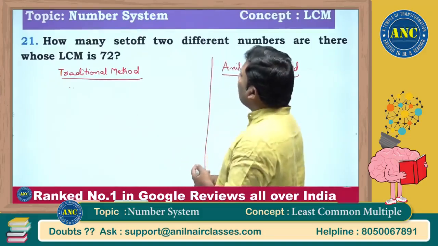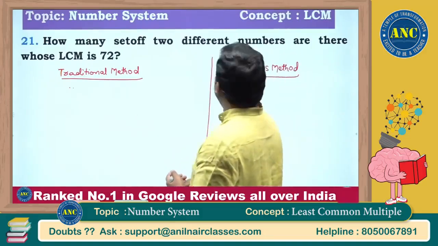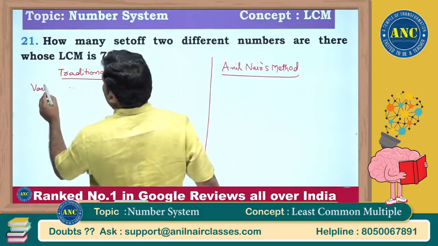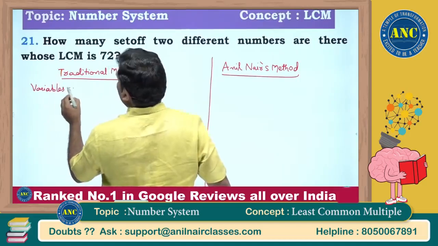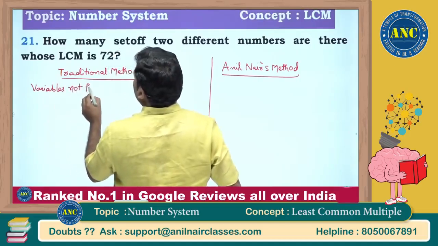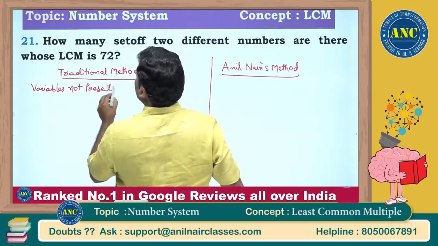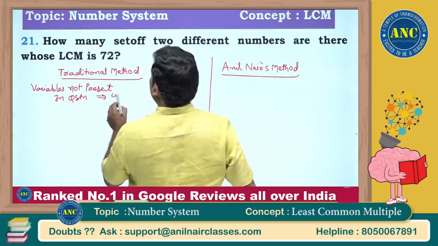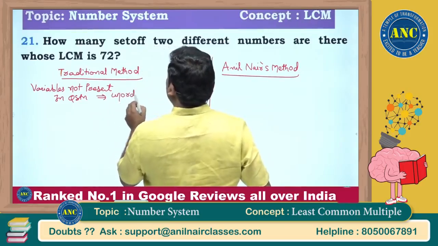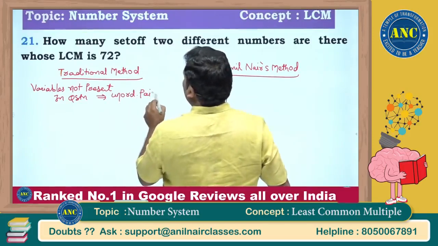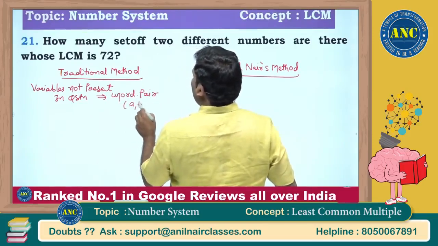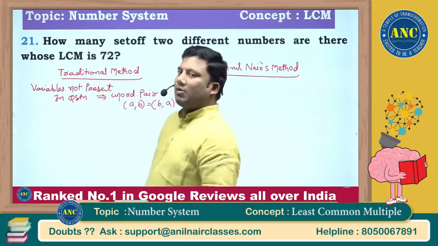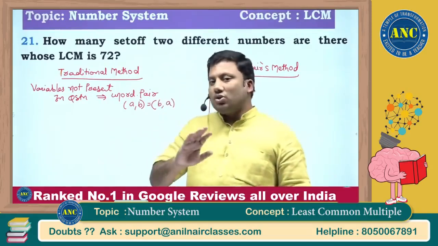Now, how many sets of two different numbers are there whose LCM is 72? First point, variables are not present in the question. If variables are not present in the question, then it is an unordered pair. We are determining an unordered pair. That means A comma B is equivalent to B comma A. Reverse case should not be taken.